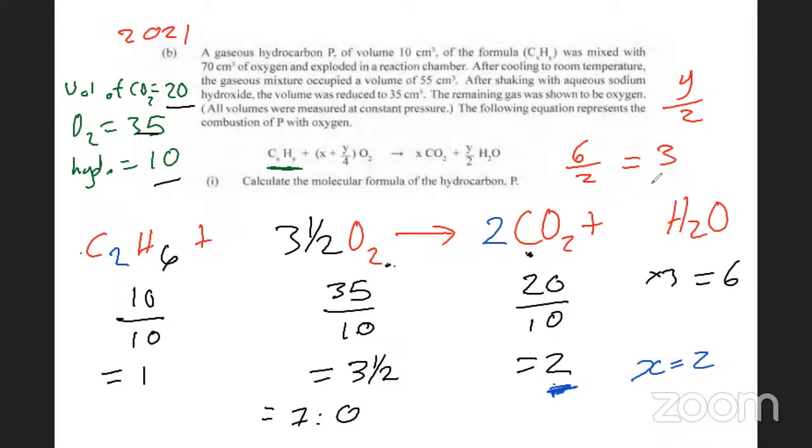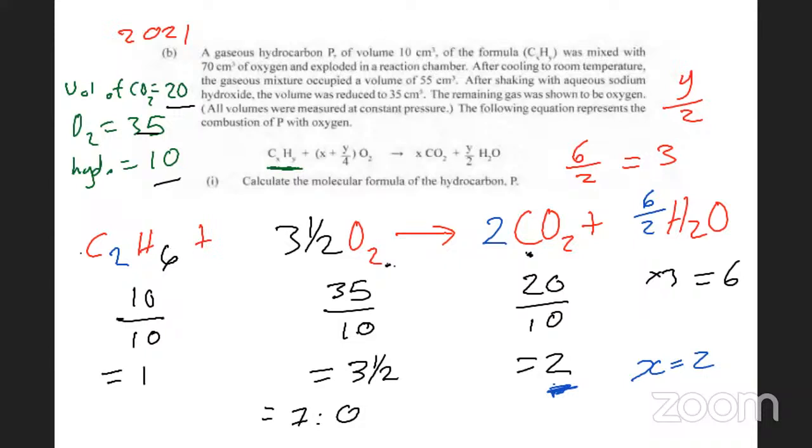So y over 2 would be 6 divided by 2. Remember, they could have easily just allowed you to put the 3 in front of it, but they chose to be a little more difficult and put y over 2. So instead of having 3 here, it would be 6 over 2. Now we know what y is. Y is 6. That is why we have 6 here.